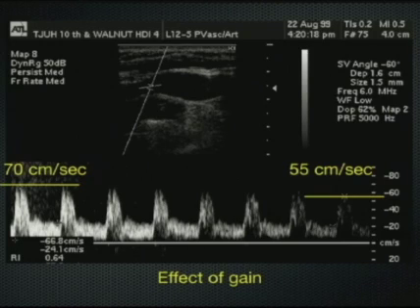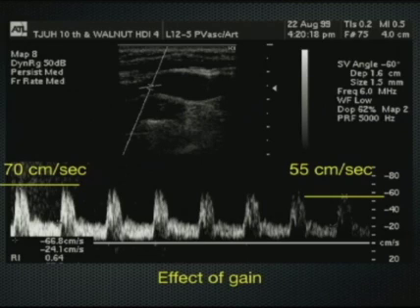The proper way to establish the Doppler gain is to first carefully position the Doppler sample volume in the desired location and to align the Doppler angle correction parallel to the vessel walls, and then to turn the Doppler gain up to the point where noise is seen in the background. This is illustrated in the left portion of this image. Then the Doppler gain is gradually turned down until the noise in the background completely disappears, but no further. That results in the measurement obtained near the middle of this tracing.